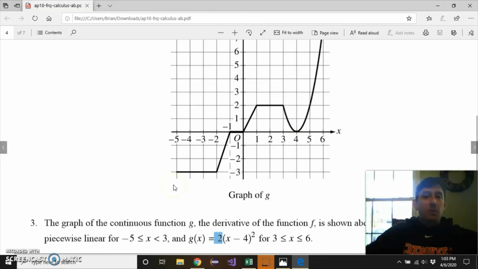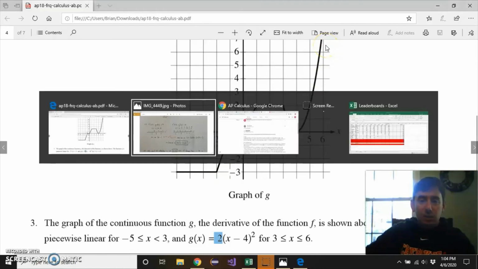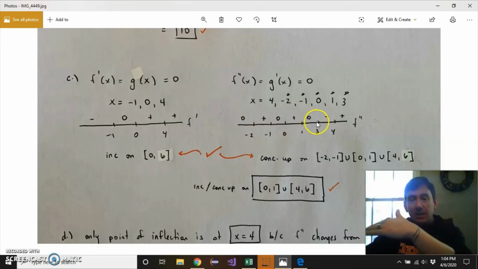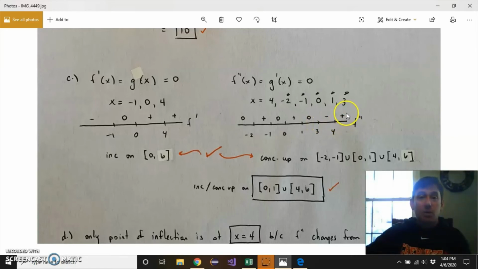So f prime was g, so I just cared about this being negative and negative, and then 0, and then positive, positive, positive, positive. Now we're looking at the slope, g prime. This is 0, positive, 0, positive, 0, negative, and then positive again. So that is what my number line is going to look like. So it's concave up here between -2 and 1, here between 0 and 1, and here from 4 to 6.